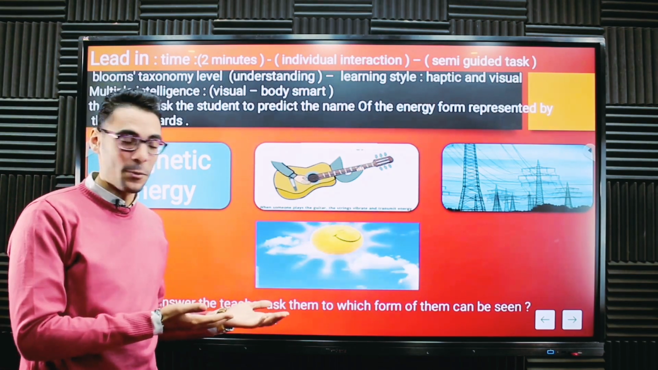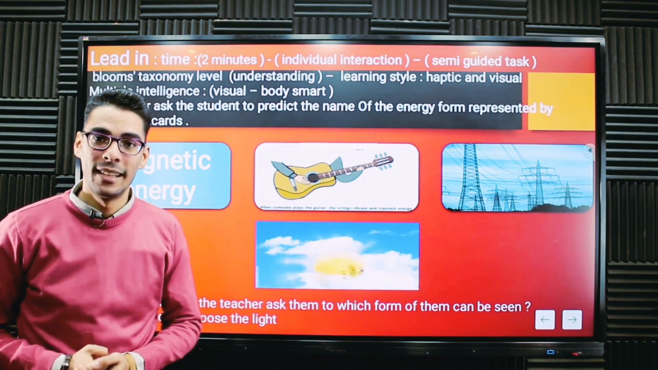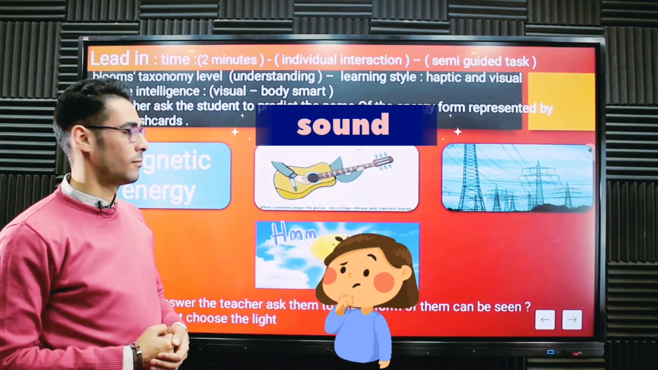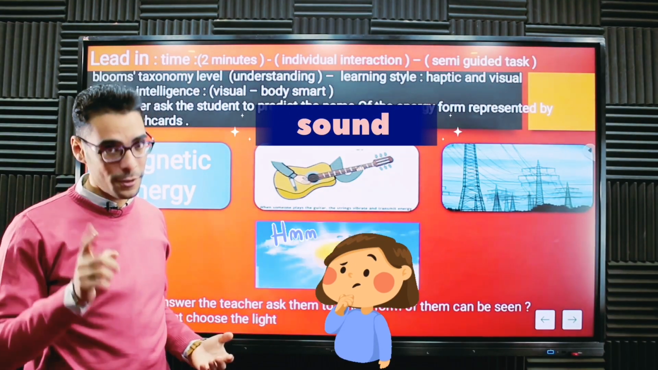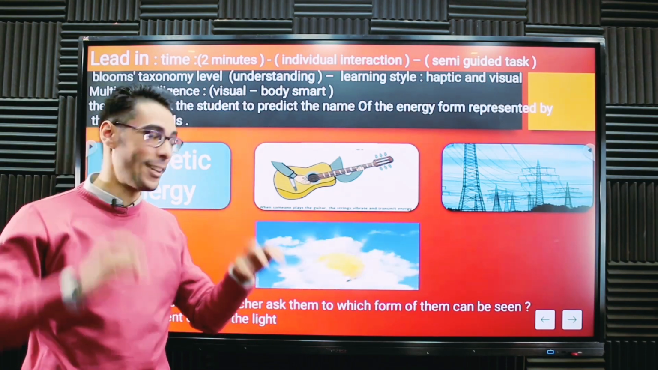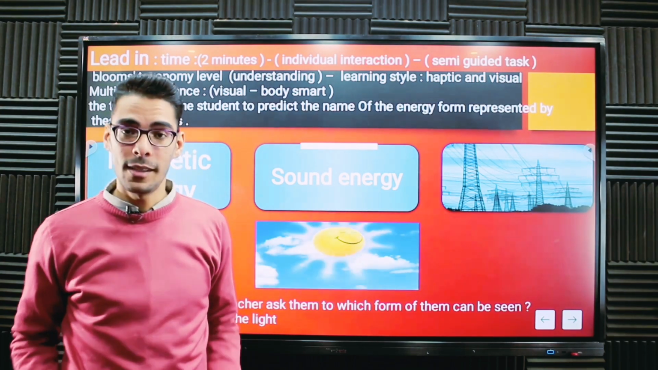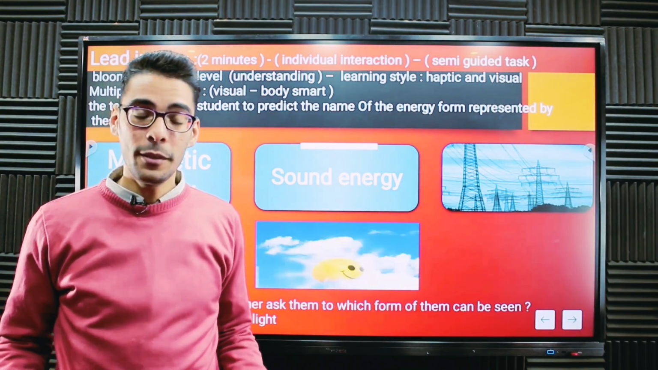Let's do the other one. Here, this one. Which form of energy is this? Is it sound energy? If your answer was sound energy, you are right. Here we go. This is the sound energy, but I'm asking you the same question. Is it important for our vision?